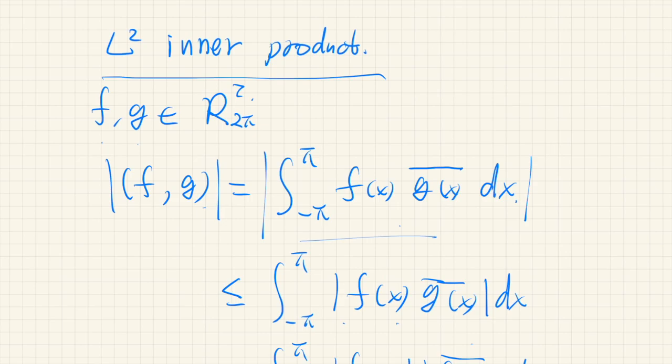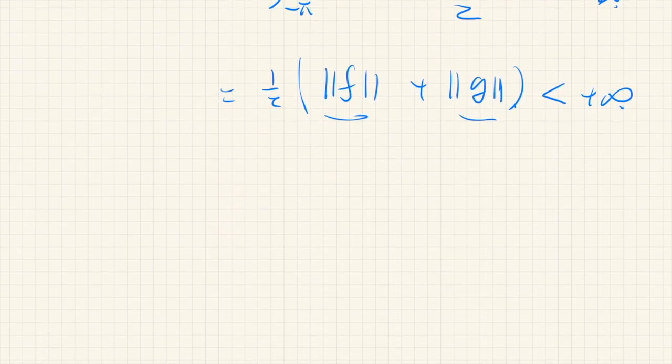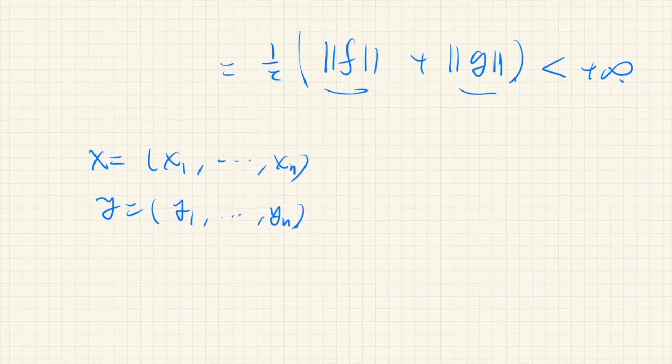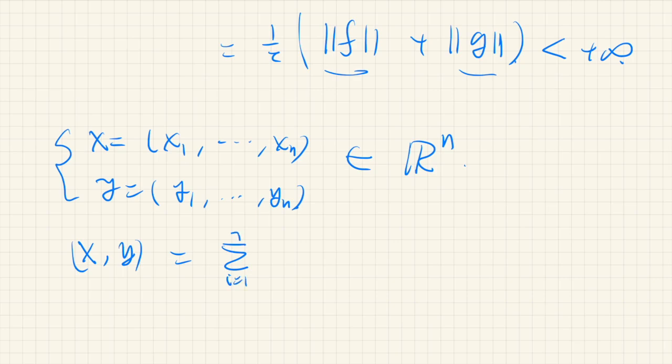And let's compare this inner product with the scalar product between ordinary vectors. If we have two vectors, let's say x, x1 up to xn, and y, from y1 to yn, belonging to a real n-dimensional vector space, the scalar product between these two vectors is defined as the sum over i from 1 to n of xi yi.